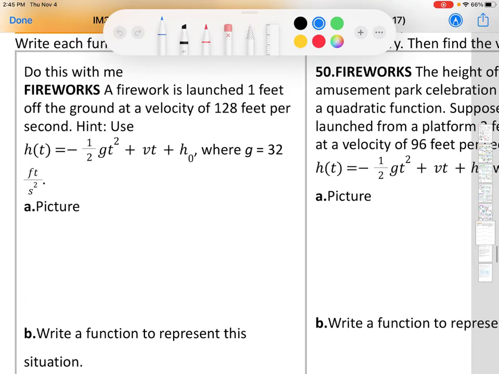So a firework is launched 1 foot off the ground at a velocity of 128 feet per second. Hint: use h of t equals -1/2 gt squared plus vt plus h0, where g equals 32 feet per second squared. That's gravity. Okay, so let's draw a picture. And this 1 foot off the ground is this h0.